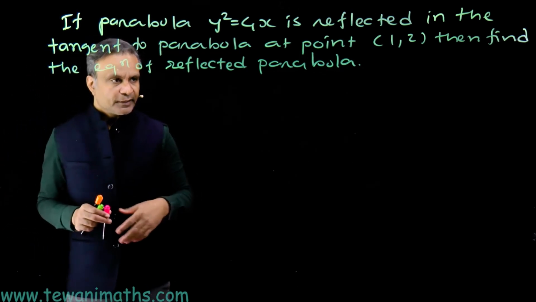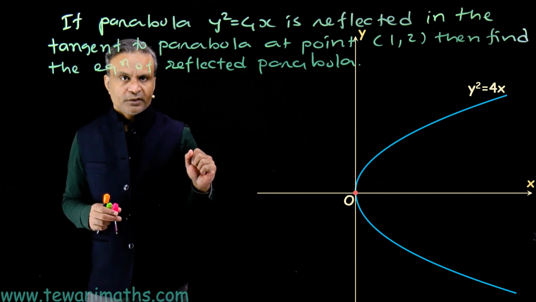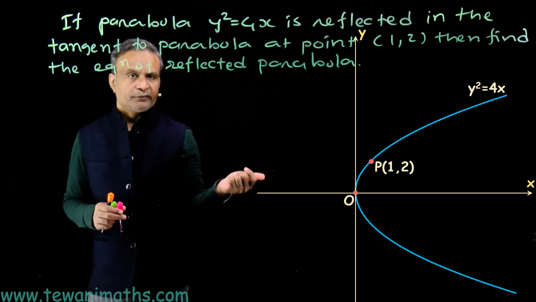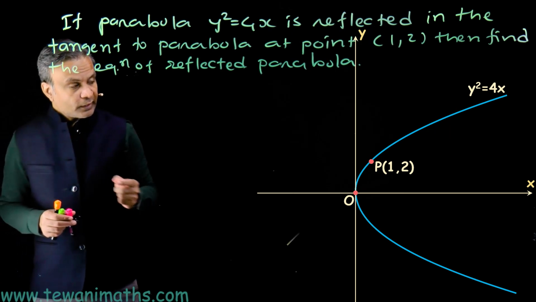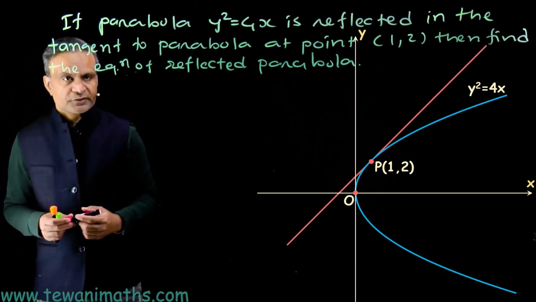Let's first draw the diagram. We have here parabola y square is equal to 4x. We have point P on it having coordinates 1 comma 2. In fact, this is one of the extremities of latus rectum. Now we draw tangent to parabola at point P. What will be its equation?